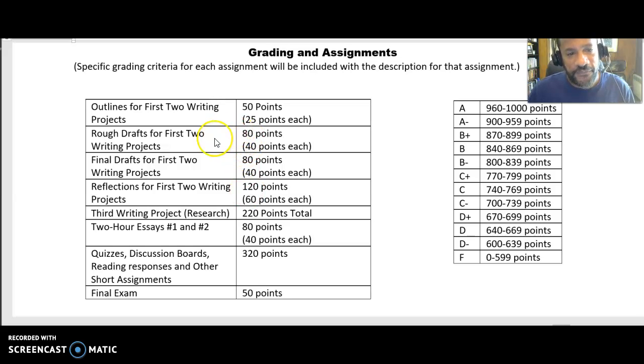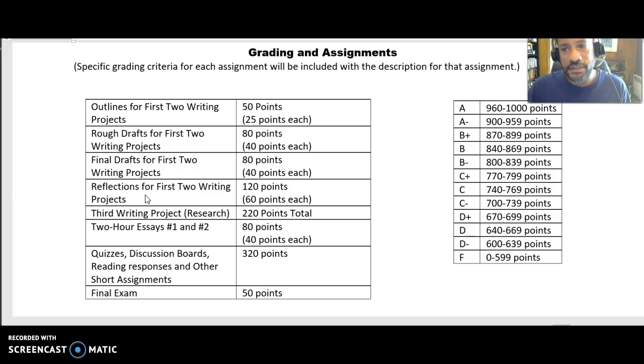Again, you get full credit for doing the rough draft, so don't worry about whether it's good or bad. Just go ahead and do it, then look at the comments, and then create a final draft. As long as you do that, you'll get all of those points. Then in the reflection, you'll be able to talk about that in detail and get the most points possible. I'll give you some very specific things that I want you to talk about in your reflection.